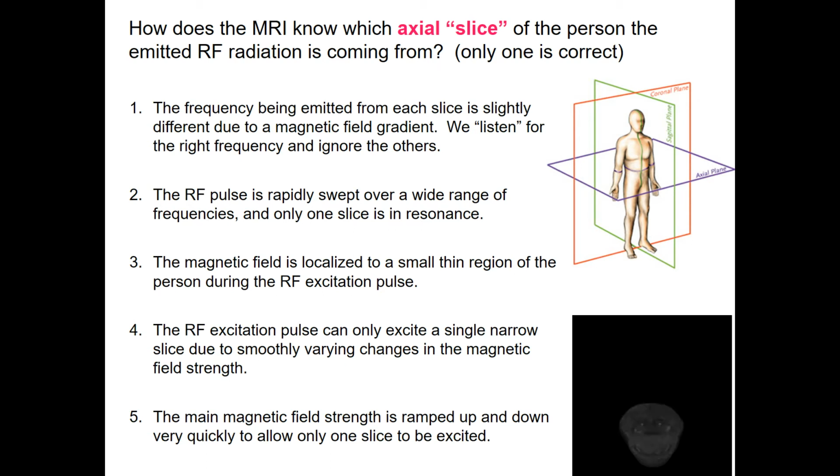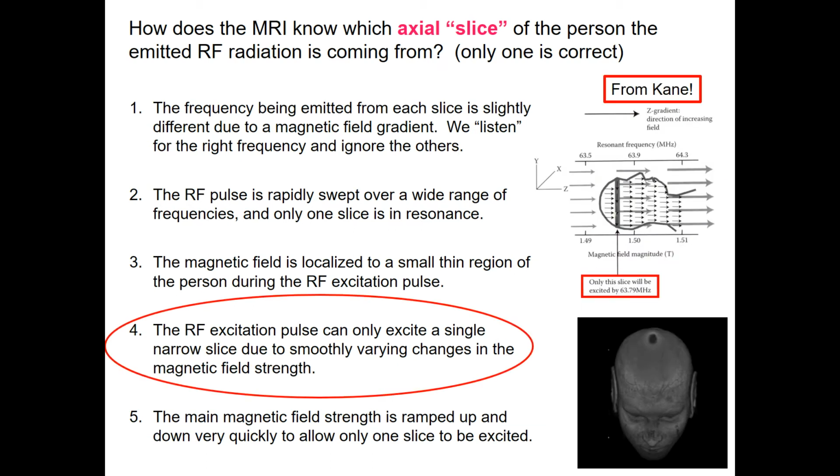Okay, welcome back. So what did you think that was? Only one of these is correct. Yeah, it's number four. This is the figure from Kane that you should have been remembering. The RF excitation pulse can only excite a single narrow slice due to the smoothly varying changes in the magnetic field strength. So this is going to be a key idea from today's lecture. How do you know it's coming from just this slice? This is called magnetic field gradients. Smoothly varying changes in the magnetic field strength, meaning the field is not uniform, we're going to superimpose changes on top of it, are going to allow us to identify locations in the body.